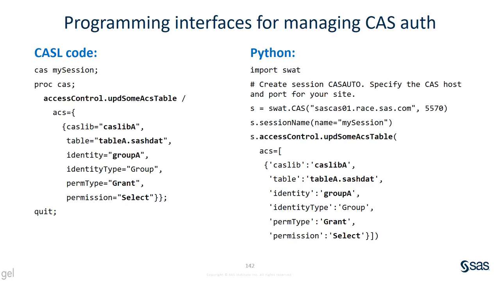The programming interfaces: on the left we have PROC CAS code. It's the access control action set and the updateSomeACSTable action, which sets access controls, in this case on a table, and you can pass in this syntax a series of access controls and set your access controls via PROC CAS. And on the right-hand side, you see it via Python. Slightly different syntax, but basically you're passing in exactly the same parameters in the two. So whatever you prefer, if you're a Python programmer, you'd obviously use Python. If you're a SAS programmer, use PROC CAS.